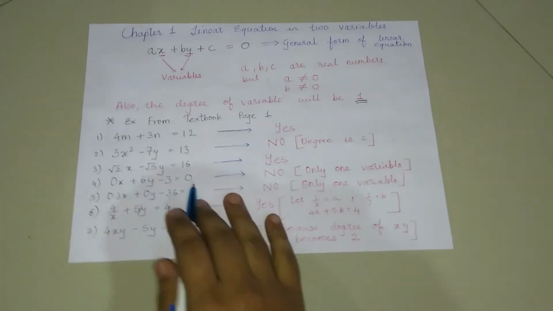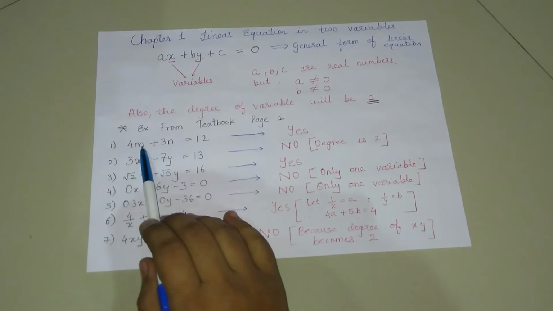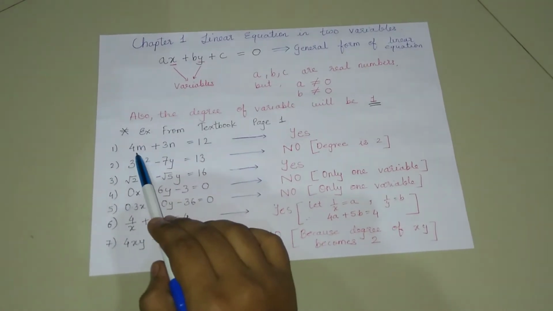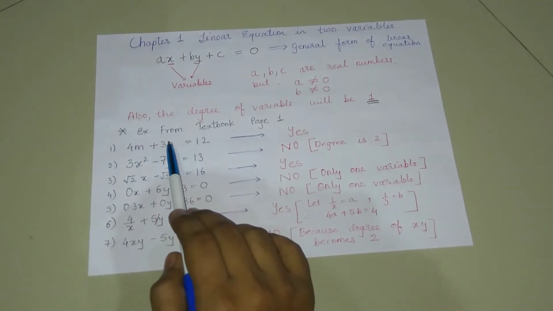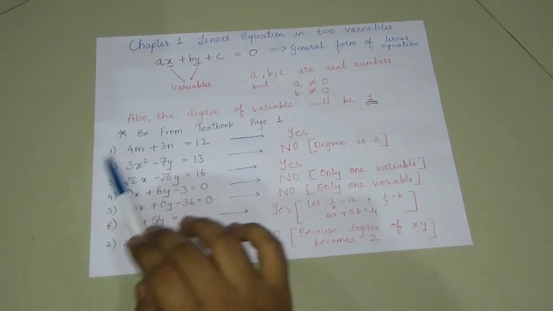Here, if you see the equation 4m plus 3n equal to 12, m is a variable, as I explained before. What is this 4 known as? This 4 is known as the coefficient. And what is this n? In 3n, n is the variable and 3 is the coefficient.